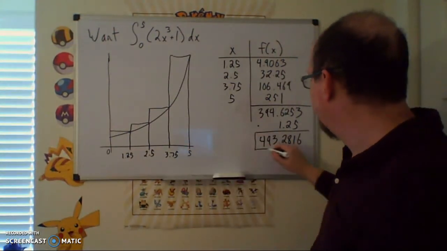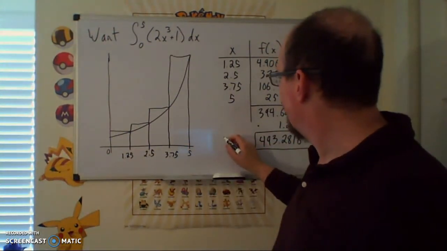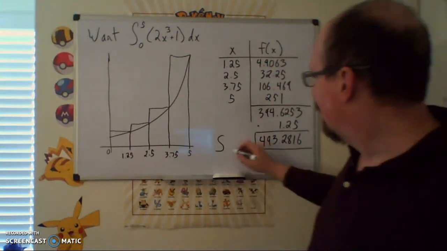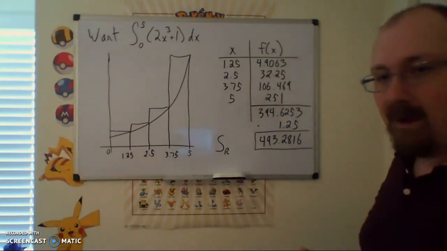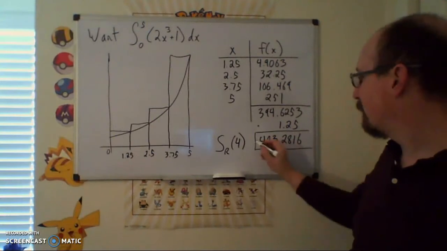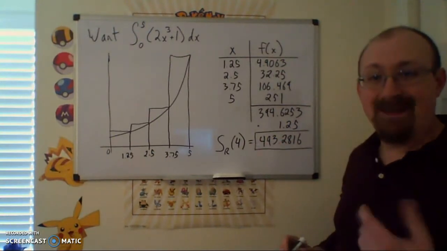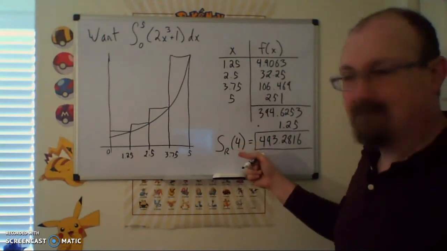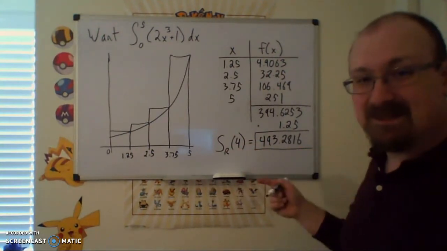Our textbook abbreviates this as follows. So we have an S for sum because we did a summation, an R for right hand, and then it'll put in parentheses afterwards how many rectangles you used essentially. So S sub R of 4, or the right sum, however you want to abbreviate it, that's our estimate.